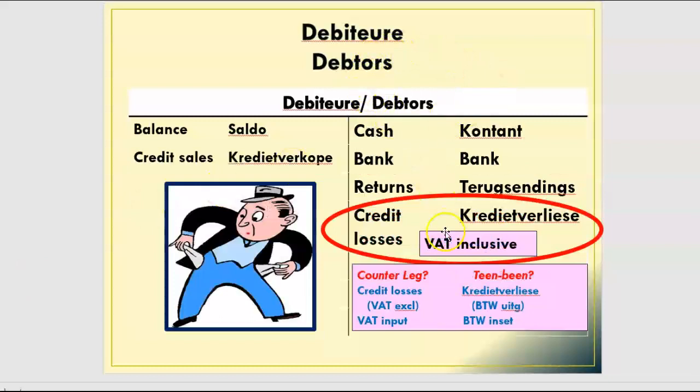Credit losses. That's the next thing that can happen to a debtor's account. Now the credit losses entry on the credit side of the debtors means it has to wipe out his complete balance. So therefore we're going to credit this one here with the total VAT inclusive amount. But the counter legs have to be split because to our credit losses expense account we can only post the VAT exclusive amount and then we're going to claim the VAT on that amount that we have written off.